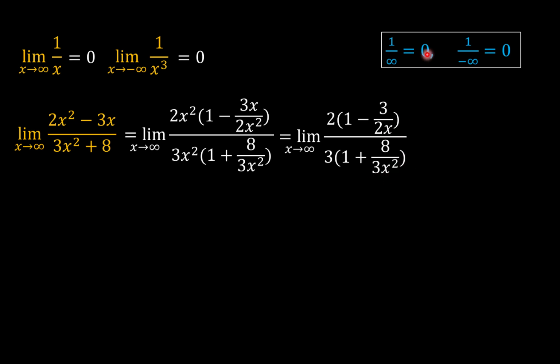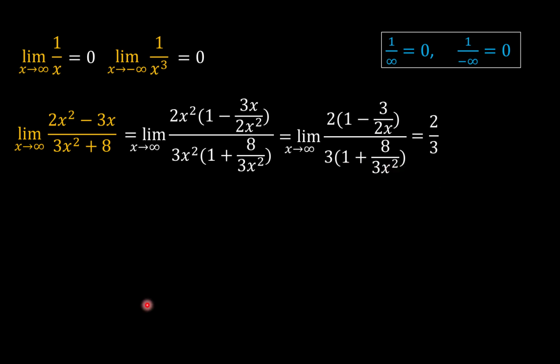And now you can apply these principles. So notice 2x goes to infinity, therefore this portion should go to 0. So the top goes to 2 times 1 minus 0, and the bottom, again, this part goes to 0. So the bottom should go to 3, therefore the answer is simply 2/3.